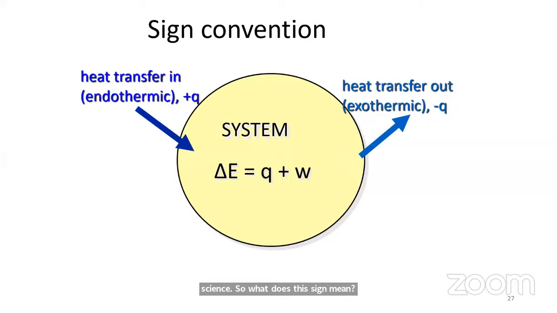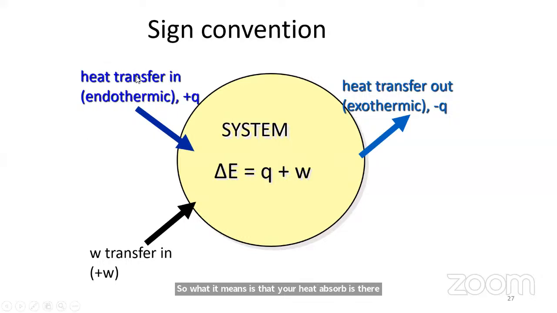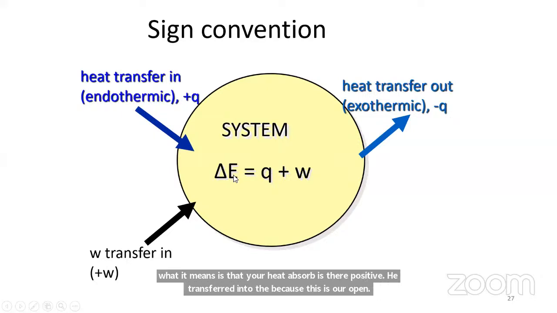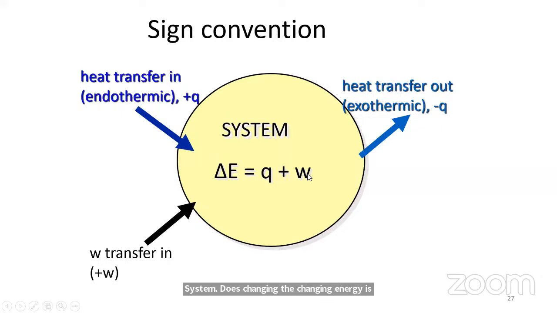Once they say heat transfer in, that is endothermic. So what it means is that your heat absorbed is positive. Heat transfer into the system: the change in energy is equal to your heat absorbed plus work. So when you transfer heat into the system, we know that is endothermic. When heat is transferred out or given to the surrounding, then that is your exothermic reaction. For heat transfer in, that is endothermic, you have your plus heat absorbed, and this is negative, the heat given off.